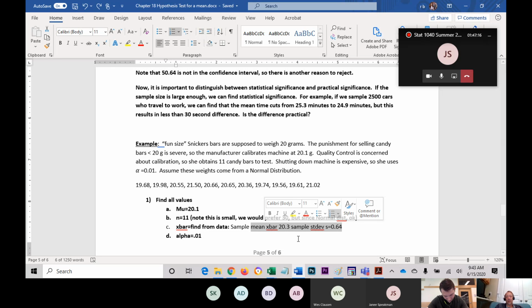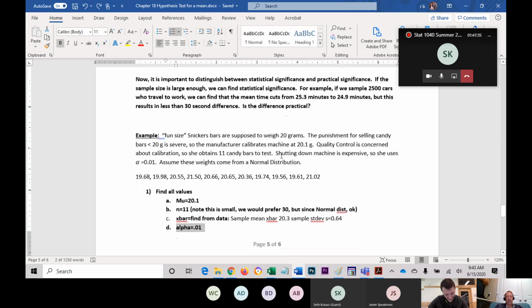Seth, can you do that on your calculator? Do you feel confident you can do that? Yeah. How confident are you? 99% confident. 99, I like that. That's a good number. Okay. We're using alpha equals 0.01 in this case.